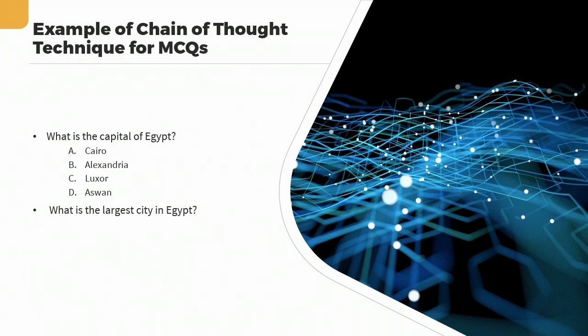From there, we could ask a follow-up question like, what is the capital of a country? And the AI would respond with, the capital is the city or town that serves as the seat of government for a country. We could then ask, what is the seat of government in Egypt? And the AI would respond with Cairo. Finally, we could ask, so what is the capital of Egypt? And the AI would answer, Cairo, which is the correct answer to the original multiple-choice question.